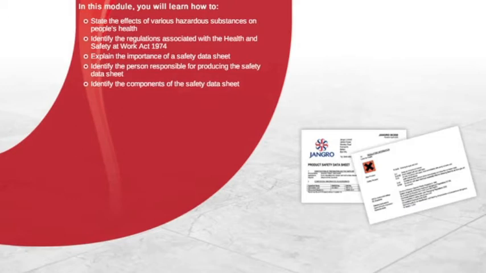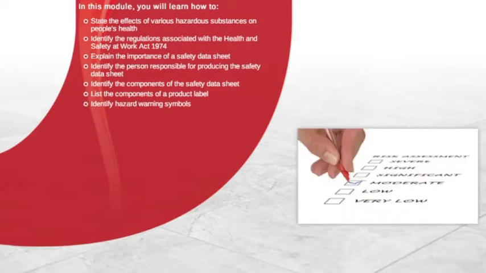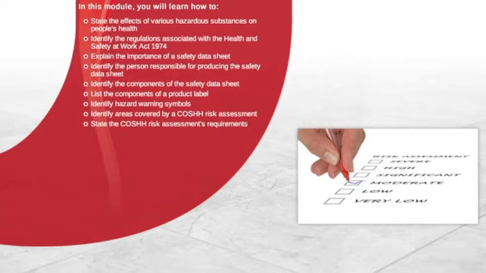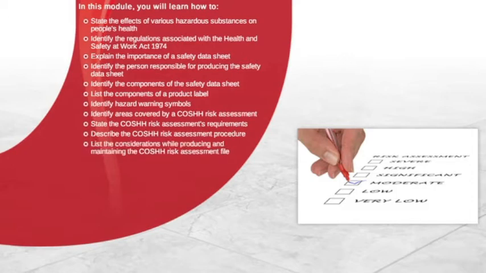You will then find out about the components of a product label and about hazard warning symbols. In the third section, you will identify areas covered by a COSHH risk assessment and the requirements of such an assessment. You will then learn about the steps in the COSHH risk assessment procedure and about the considerations while producing and maintaining the COSHH risk assessment file.